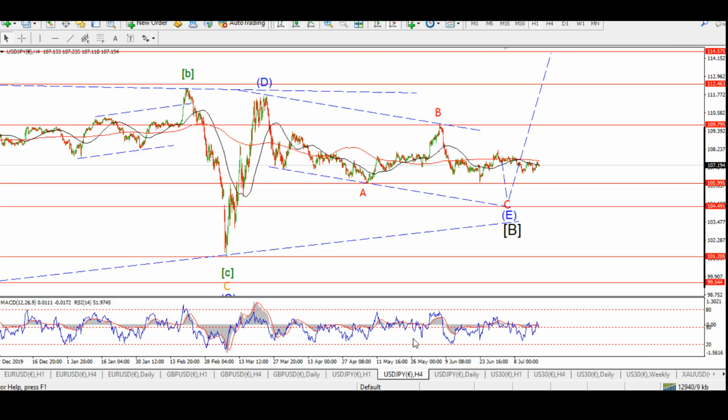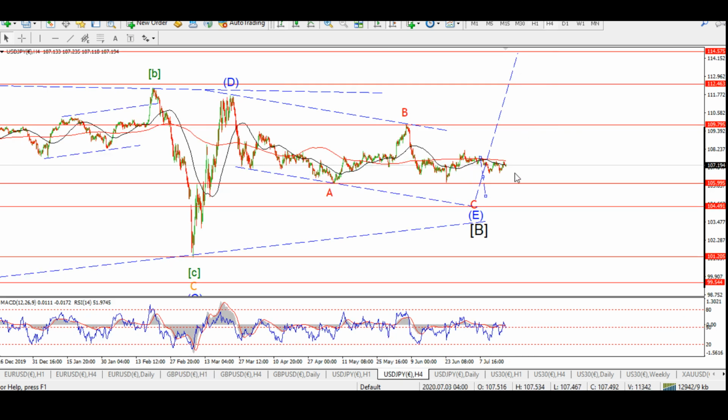Okay, let's move on. Dollar yen. This is a 4-hour dollar yen chart. I've been looking for, this would now be the alternate count, but I had, let's say, been looking for this larger wave E to close out, let's say, within that trend channel there, somewhere around the 105 or 104.50 level.